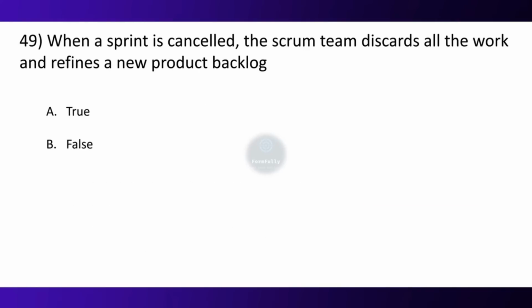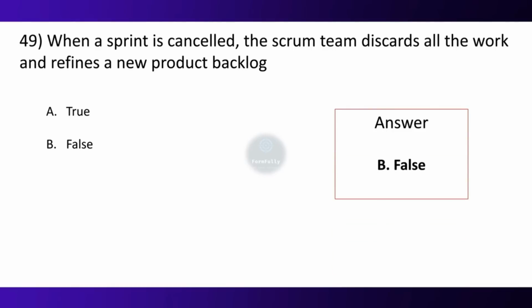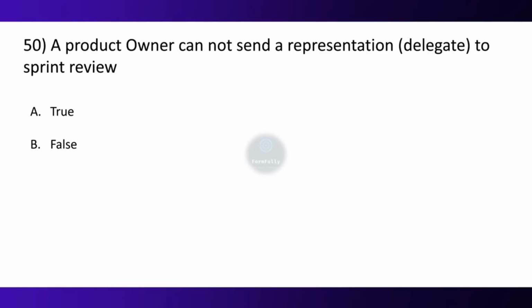Question 49. When a sprint is cancelled, the Scrum team discards all the work and refines a new product backlog. Is that statement true or false? And the correct option is B. False. Question 50. A product owner cannot send a representative to sprint review. Options are true or false. The correct option is B. False.